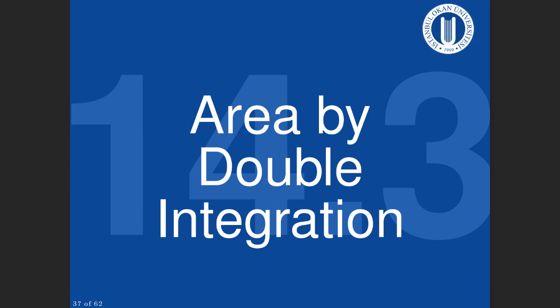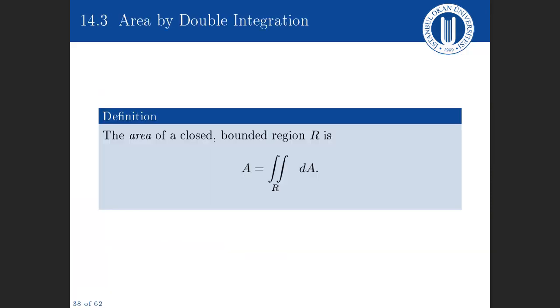Now let's continue. Our next topic is area by double integration. The area of a closed bounded region R is the double integral over R dA. So basically what we're going to be doing is integrating the function 1.